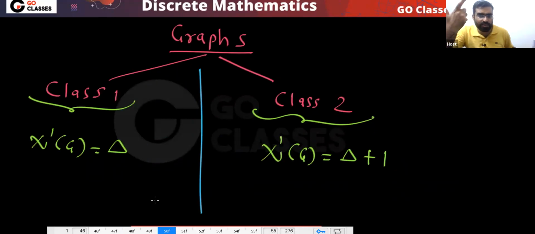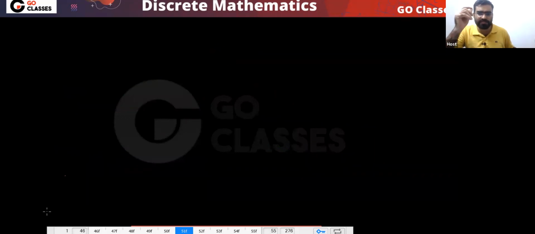Now what we have to find out is which is class 1 and which is class 2. And this is not easy. But let's see the standard graphs, all the standard graphs, and find out where they belong.